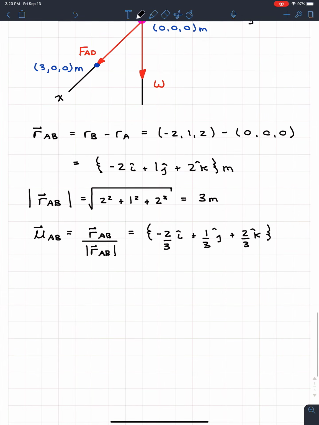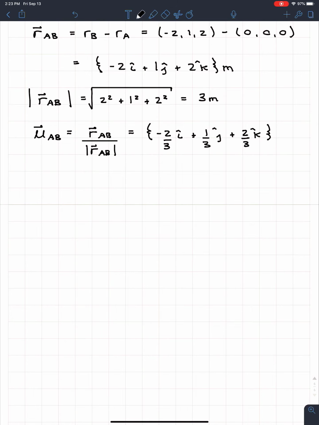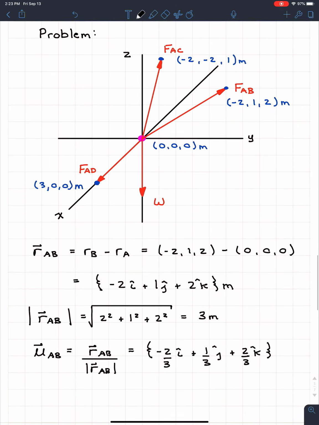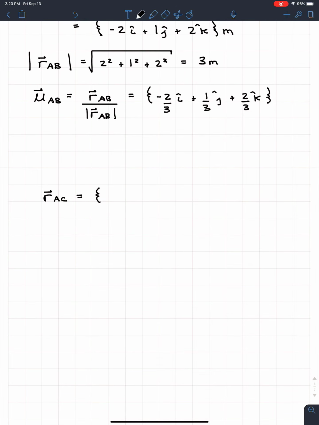So RAB, done. Let's go RAC now. RAC is equal to, and we know that's just going to be the coordinate points at C because we're starting from the origin. So it's going to be negative 2I minus 2J plus 1K.